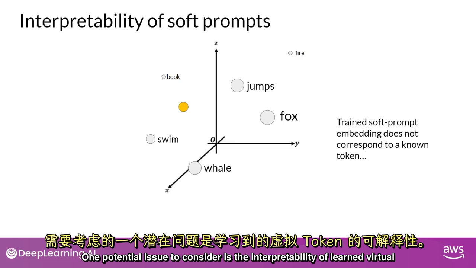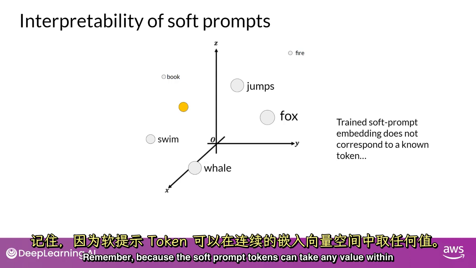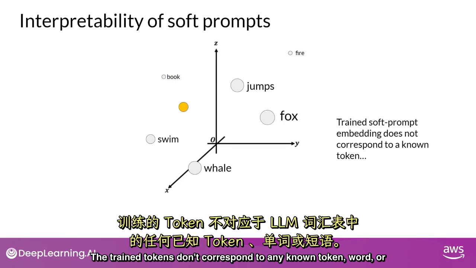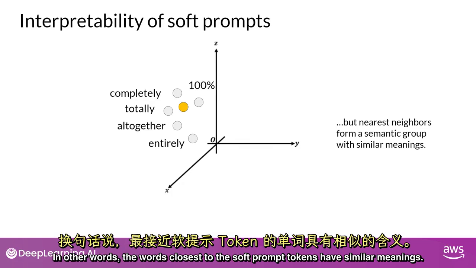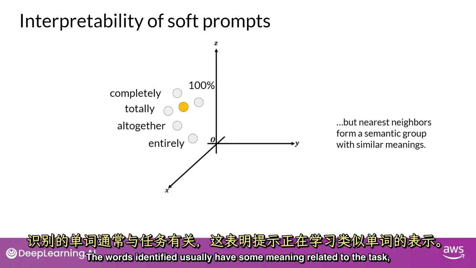One potential issue to consider is the interpretability of learned virtual tokens. Remember, because the soft prompt tokens can take any value within the continuous embedding vector space, the trained tokens don't correspond to any known token, word, or phrase in the vocabulary of the LLM. However, an analysis of the nearest neighbor tokens to the soft prompt location shows that they form tight semantic clusters. In other words, the words closest to the soft prompt tokens have similar meanings. The words identified usually have some meaning related to the task, suggesting that the prompts are learning word-like representations.